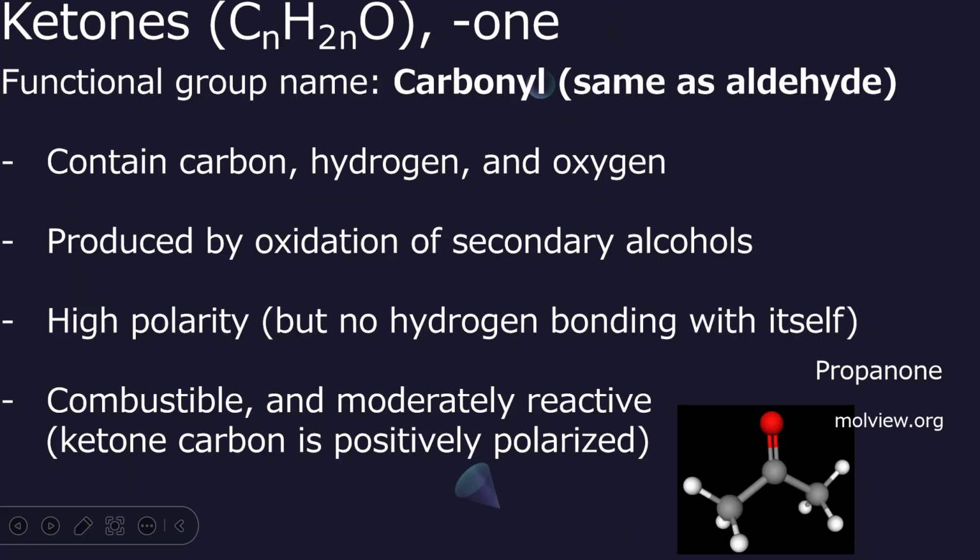Next, ketones. This is, again, what will happen if we try to oxidize the secondary alcohol, the OH group in the middle of an organic chain. CnH2nO, same as aldehydes. The suffix, though, is -one, O-N-E. Functional group name, carbonyl. This is the same name as aldehydes. So a carbonyl group can be at the end of a chain or in the middle, and it will produce different classes. This is where things get kind of complicated, right?